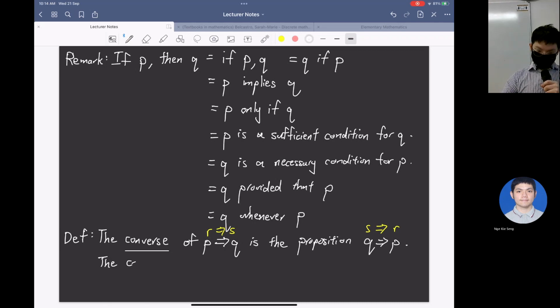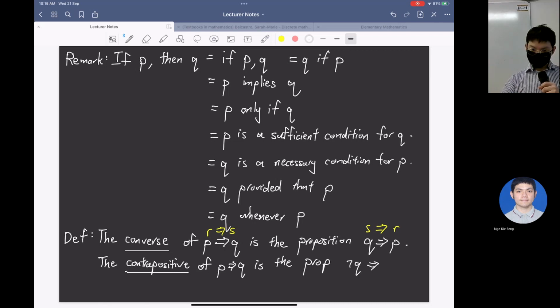The next one is called the contrapositive. It's quite important for you, maybe also for me. For the contrapositive, you swap and then you negate both. So the contrapositive of P implies Q is not Q implies not P. You swap.